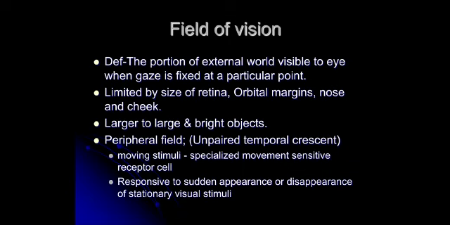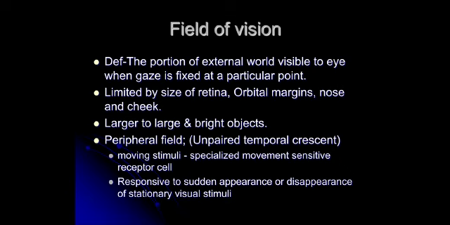So how do we define it? It is the part of the space around us which is visible through non-moving eyes. Or the clear-cut definition is the portion of the external world visible to the eye when the gaze is fixed at a particular point, which is called the field of vision. So what is field of vision? The portion of the external world visible to the eye when the gaze is fixed to a particular point.